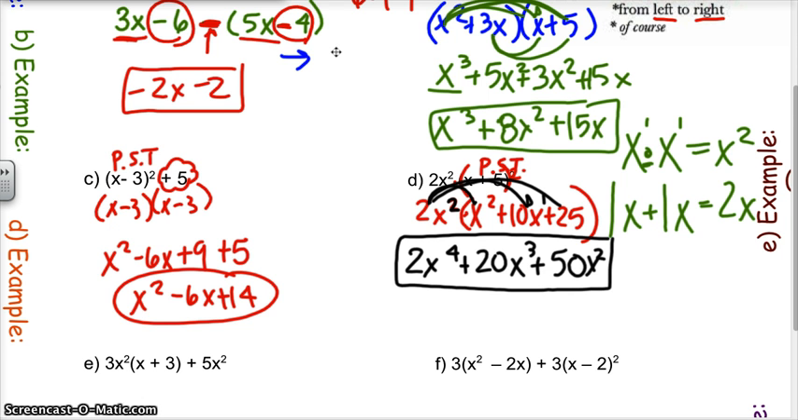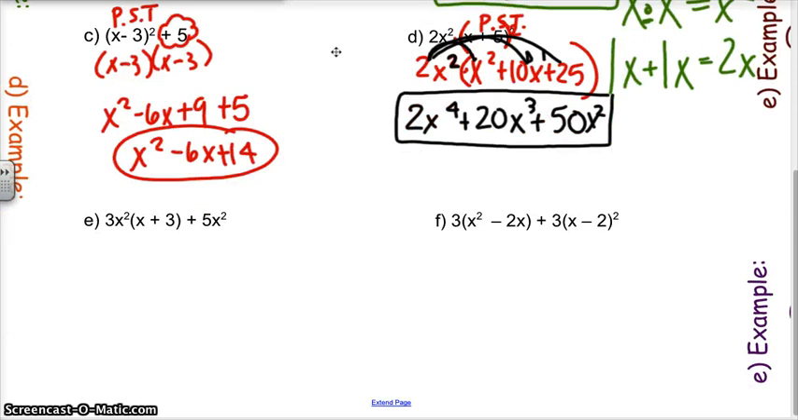All right, 2 more. Letter E. Letter E has multiplication. Yeah, there's parentheses, I can't really combine, and addition. So if we think about please excuse my dear Aunt Sally, I need to do multiplication. And then addition. Whoops, combine like terms.